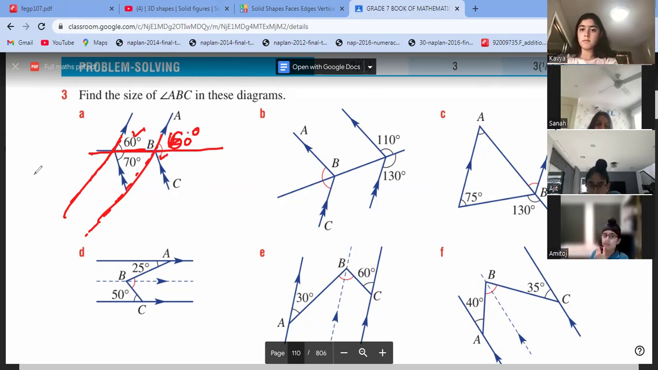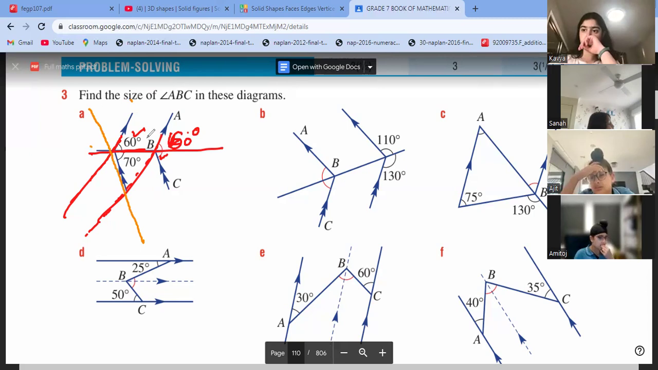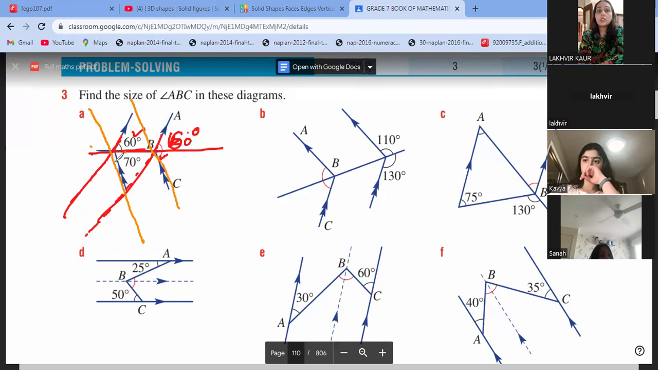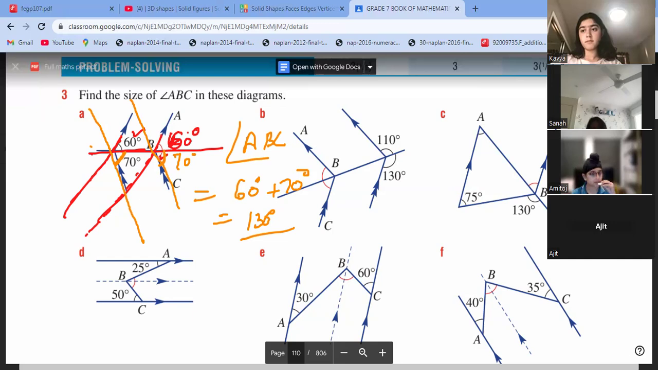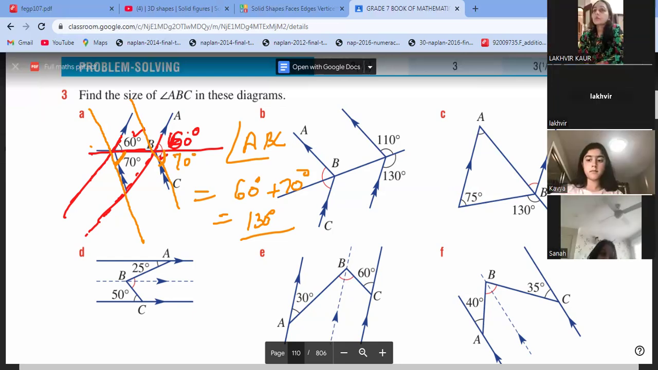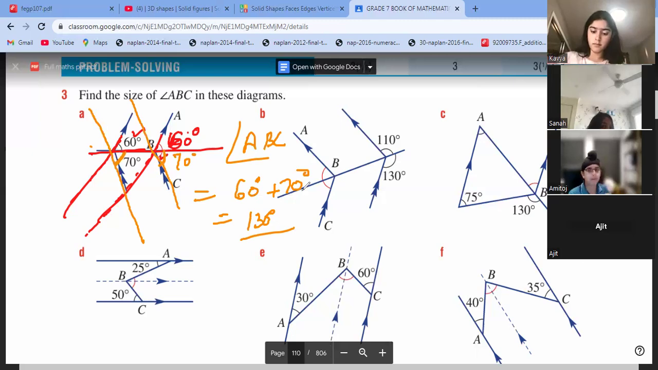Understand the thing. Now I'm just drawing this with the yellow color over here, right? In this way. Now here you can see this is 70 degree and this one is also 70 degree. Why? Because they are forming a corresponding pair. So now what is the measure of ABC? That's equal to 60 degree plus 70 degree and that will be equal to 130 degrees. Got it? So this is the answer for this question. Is it clear? Any doubt? No. Next.